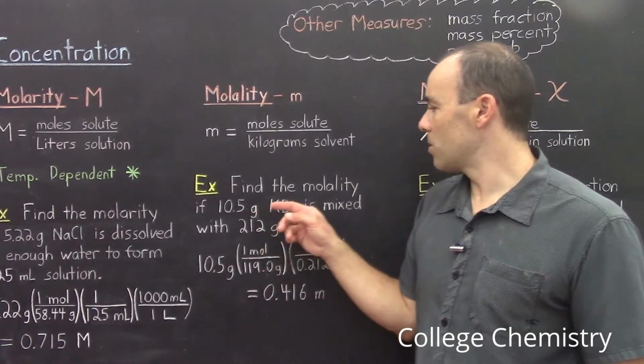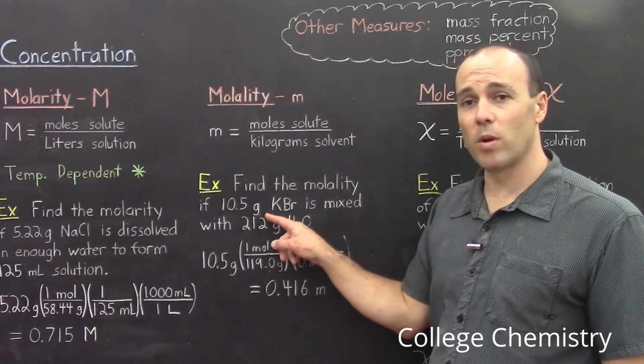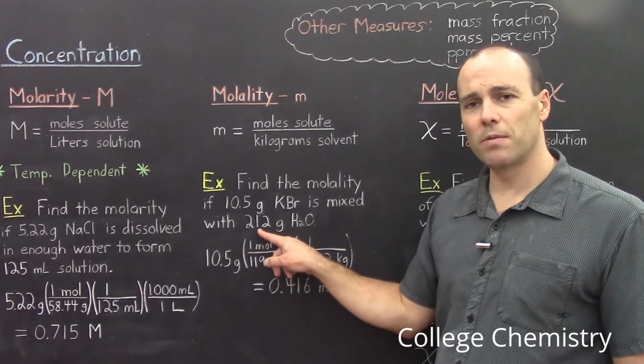The example shows how to calculate the molality. Find the molality if 10.5 grams potassium bromide is mixed with 212 grams water.